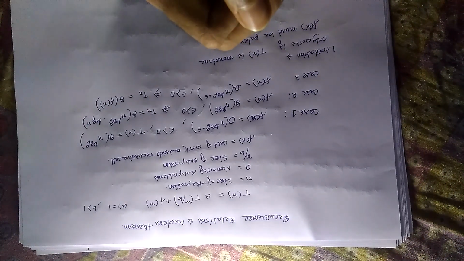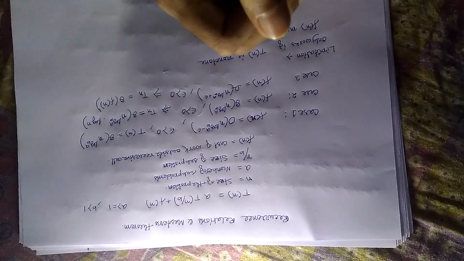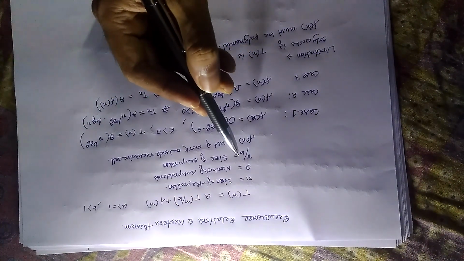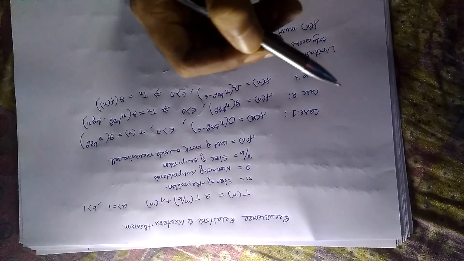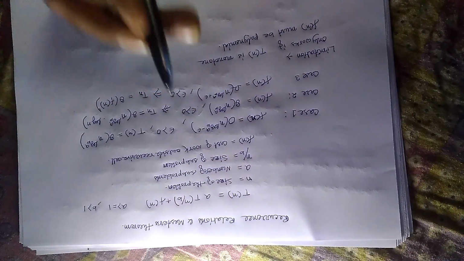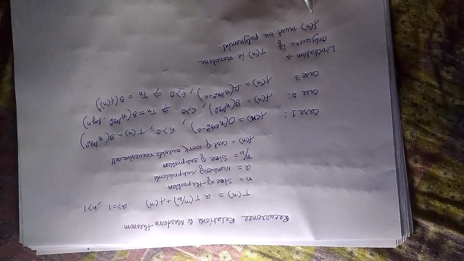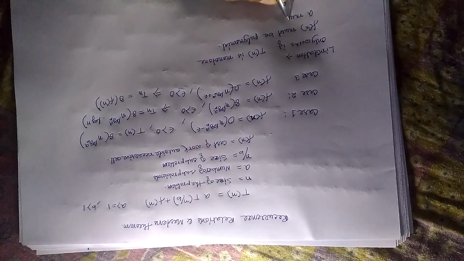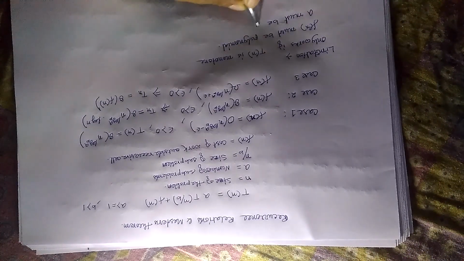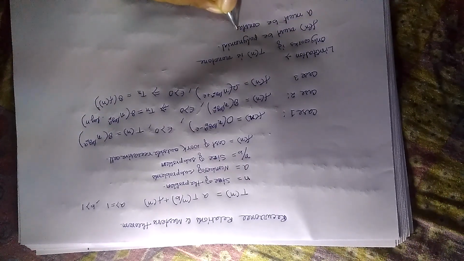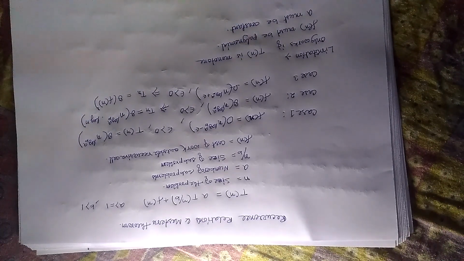Another is, here a is a constant, the number of subproblems is a constant. If a is not a constant, then we cannot apply this. a must be constant. These are the limitations of Master's theorem.